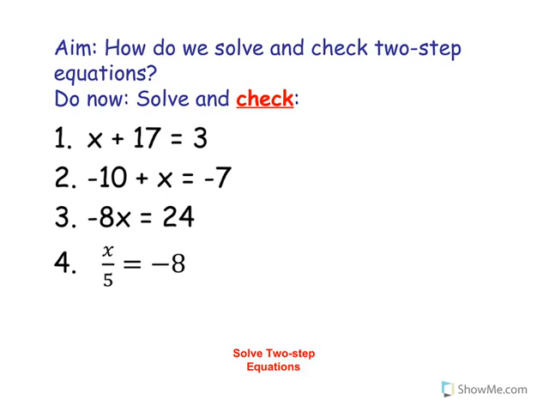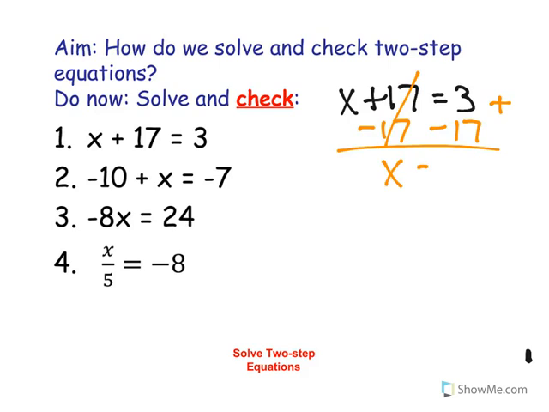Okay guys, good morning. So in our last lesson we talked about solving and checking one-step equations. So the next logical step, which you also should have done last year, is two-step equations. So we start by reviewing what we did previously, right? So I'll do the first one here. X plus 17 is equal to 3. Right, so we want to eliminate that positive 17, so we add its opposite, which is negative 17 on both sides. We get x equals negative 14.